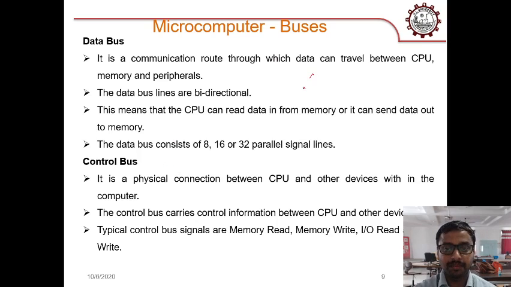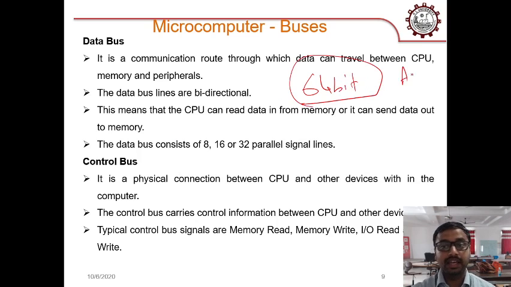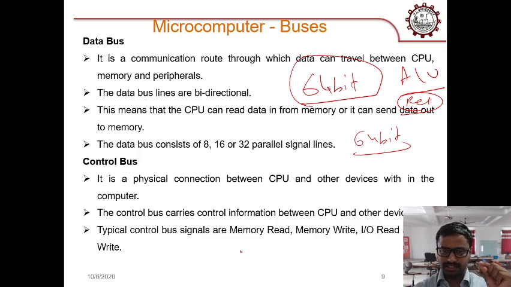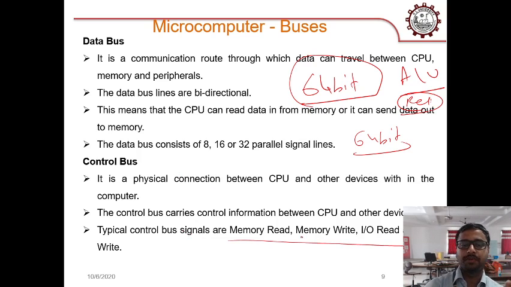If you say my computer is a 64-bit computer, how much data will I process? My ALU is 64 bits. My registers are 64 bits. So the width of the data bus is also 64 bits. I should be able to carry 64 bits of data, right? That's what a 64-bit data bus does. The control bus is very simple. It only does 4 operations: memory read, memory write, IO read and IO write.